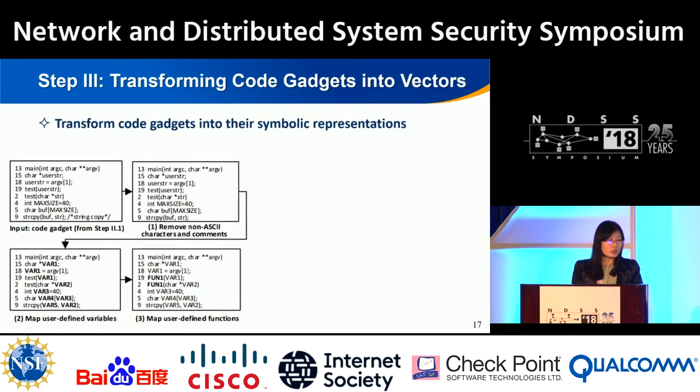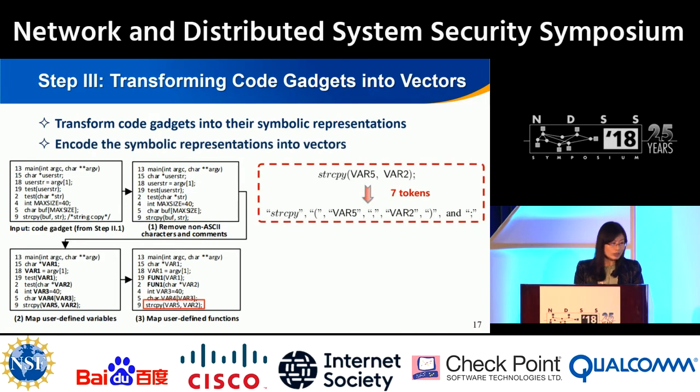The third step is to transform code gadgets into vectors. First, transform code gadgets into their symbolic representations. Specifically, we first remove non-API characters and comments, and then map the user-defined variables to symbolic names in a one-to-one fashion, and then map user-defined function names to symbolic names in a one-to-one fashion. After that, we encode the symbolic representation into vectors.